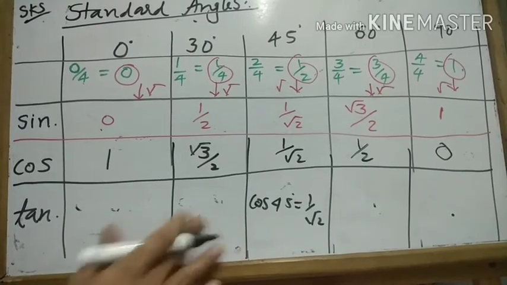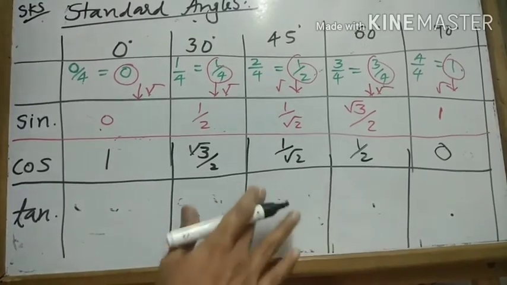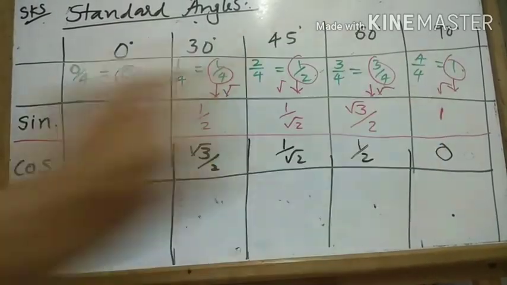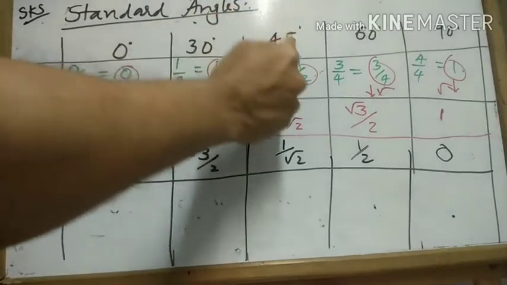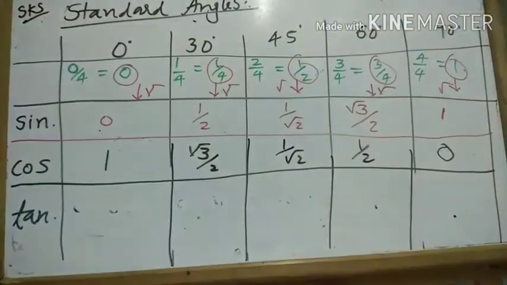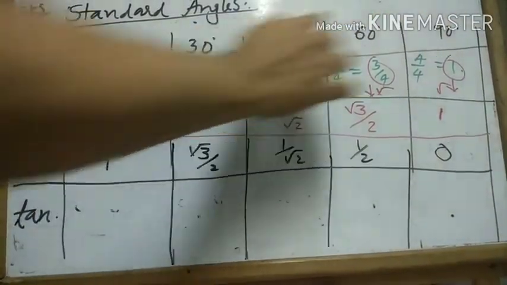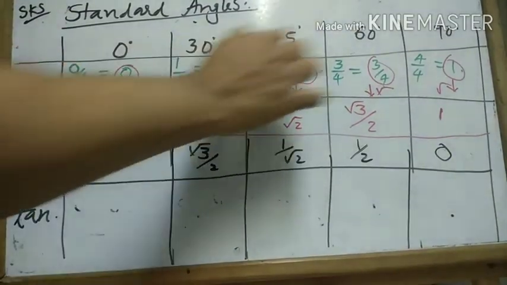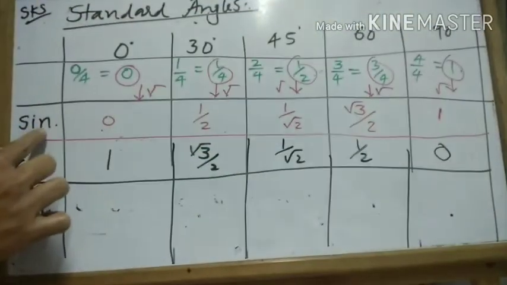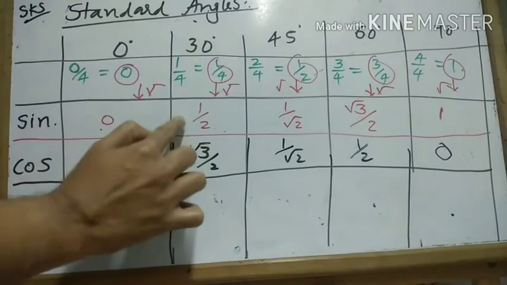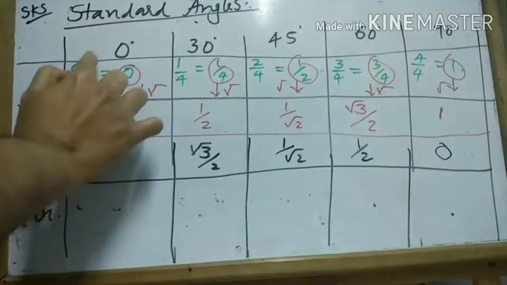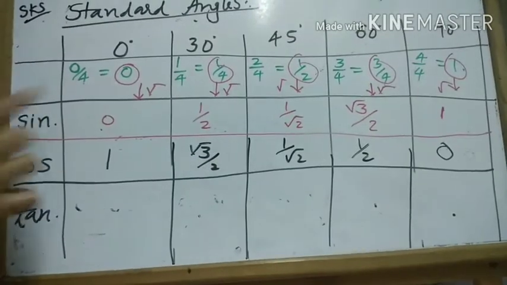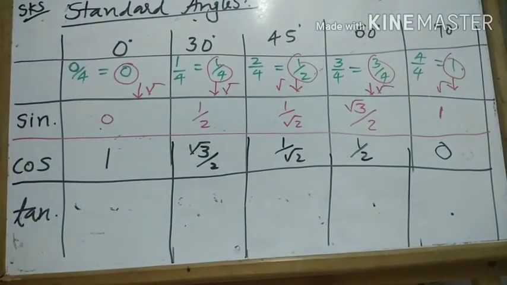Now, my dear friends, before I explain how to calculate the ratios for all 5 angles, I would just like to bring to your notice, here see 0 degree, 30 degree, 45 degree, 60 degree, 90 degree. As the value of theta is increasing, what is happening to sine? Sine is 0, 1 upon 2, 1 upon root 2, root 3 upon 2 and 1. So whenever theta increases, sine also increases.